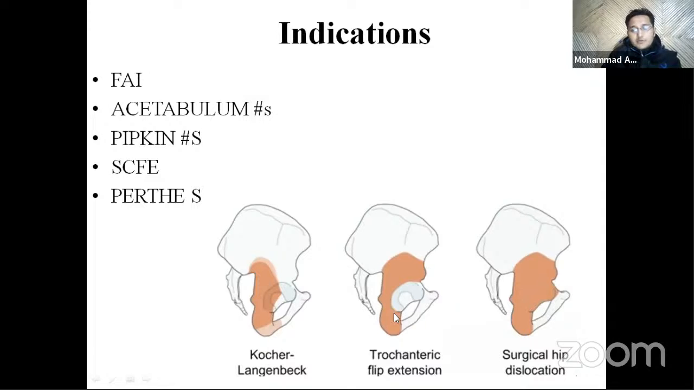Then if we add to it a trochanteric flip extension, we uncover the superior part of the acetabulum because the gluteus medius and minimus are reflected anteriorly. But in the safe surgical dislocation that was described by Ganz, wherein we go through a posterior approach, we do a trochanteric flip osteotomy and dislocate the hip anteriorly, we gain a 360-degree access, as shown in this figure, to the hip joint. We can visualize the femoral head, the acetabular rim, and the labrum.